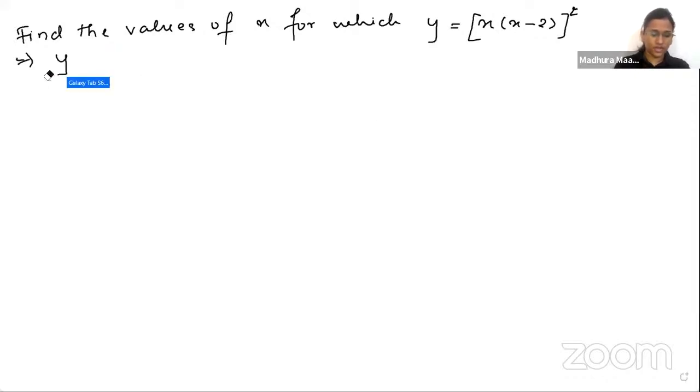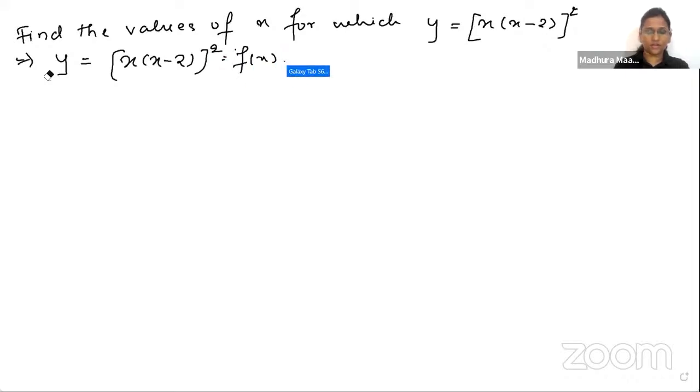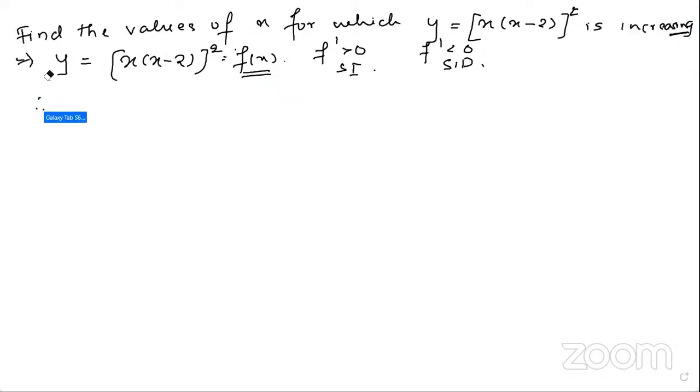Okay. So, what is given? x into x minus 2 whole square. We know that this is f of x. It will be increasing if f dash is greater than 0. It will be decreasing if f dash is less than 0. Correct? So do I have to find f dash here or not? Yes, ma'am. Yes, therefore differentiate.